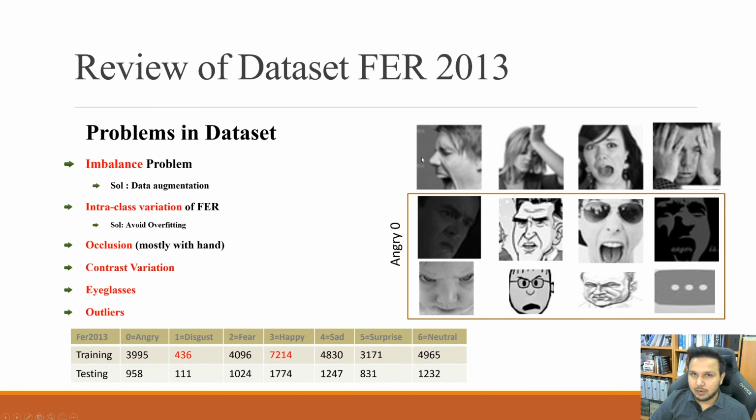So this is one of the techniques. Another technique is that we can scale, translate, and rotate this image and generate more data. In this regard, it can be equalized. Another problem was intra-class variation of FER.